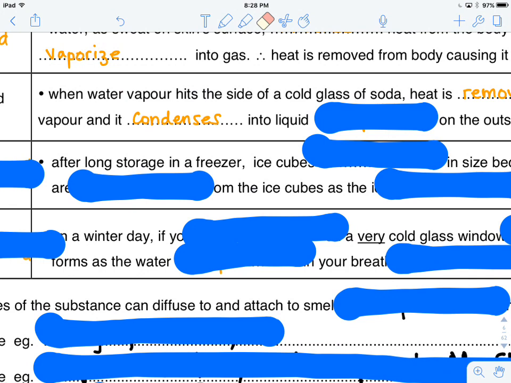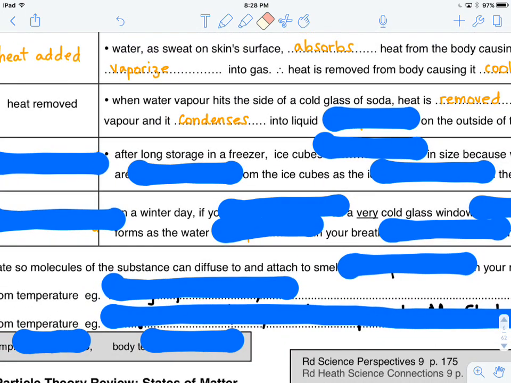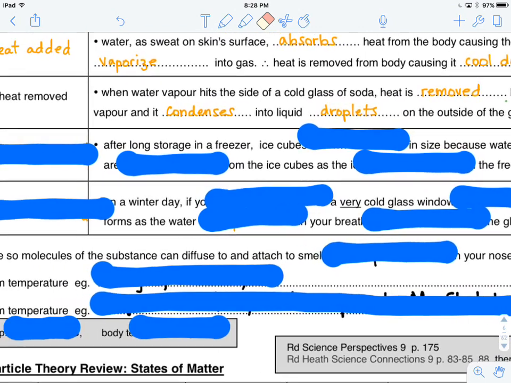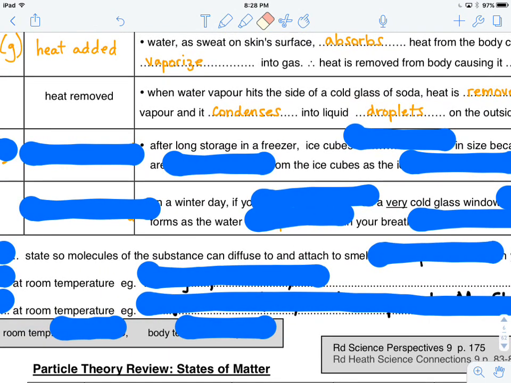So this is often what will happen in the summer when you've got a really ice cold glass of something to drink. You'll notice that you get droplets on the outside of the glass. And that's because water vapor in the air is condensing. So it hits this cold glass, heat is removed from the water vapor, and it becomes liquid water in the form of droplets.